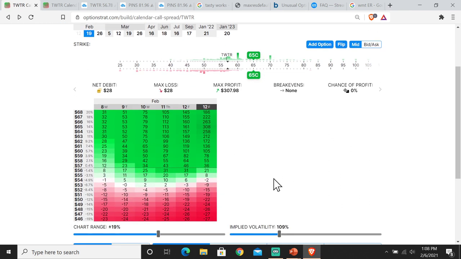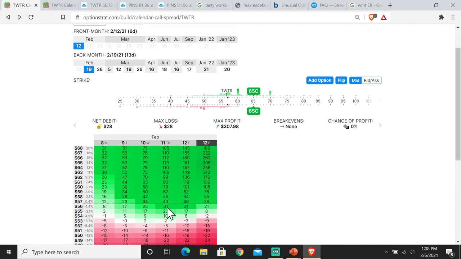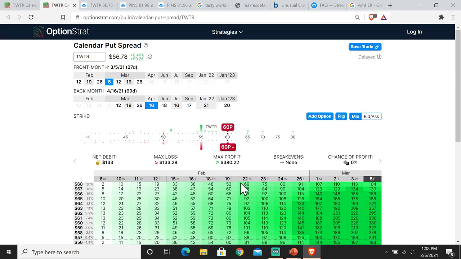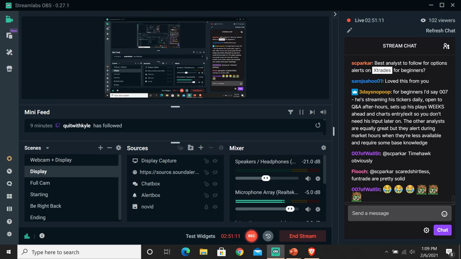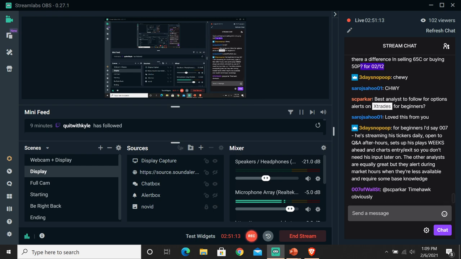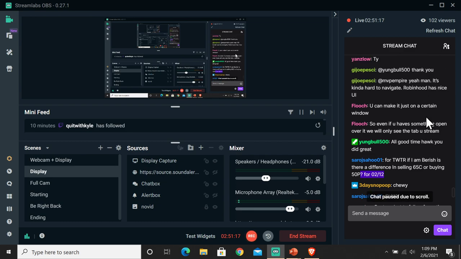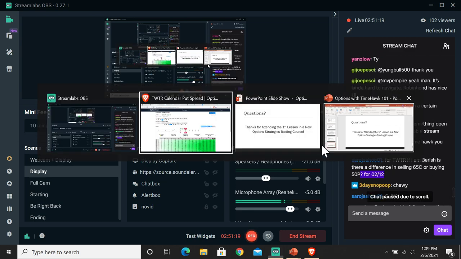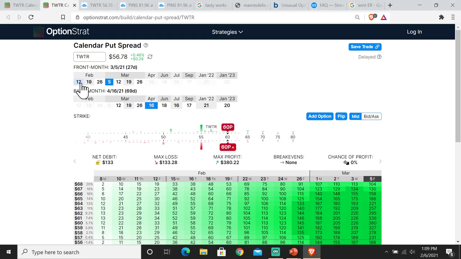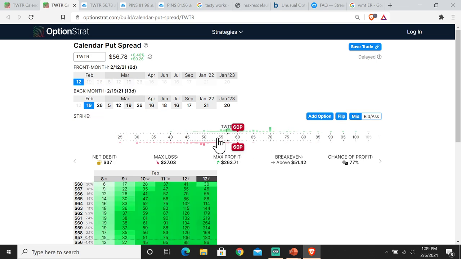So it's a cheaper way to play the bull side while expecting the stock to remain relatively flat or only move up a little bit, right? Up to the strike price. You want it to expire at 65. So 65 would actually be pretty bullish. And then looking at the calendar put spread, did you say, what was that, 60P or 50P? Let me change the dates here.